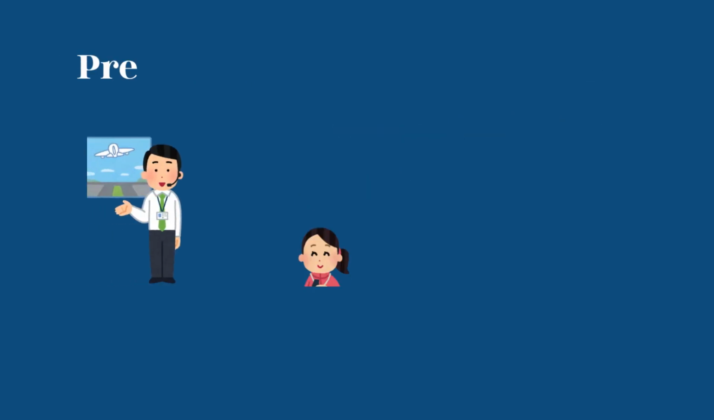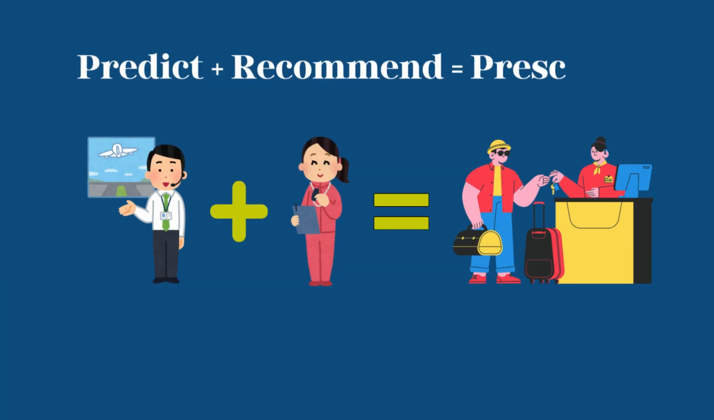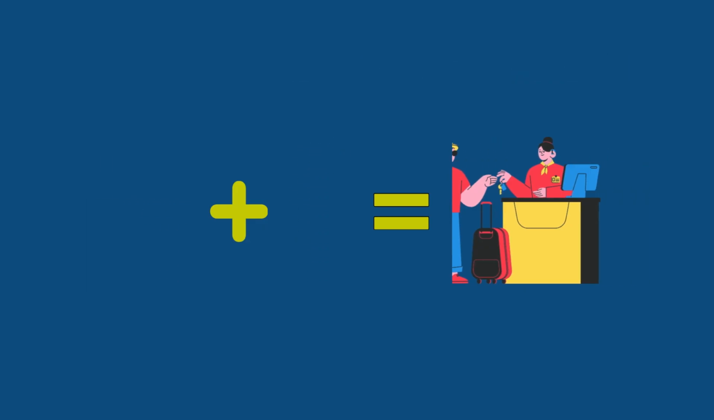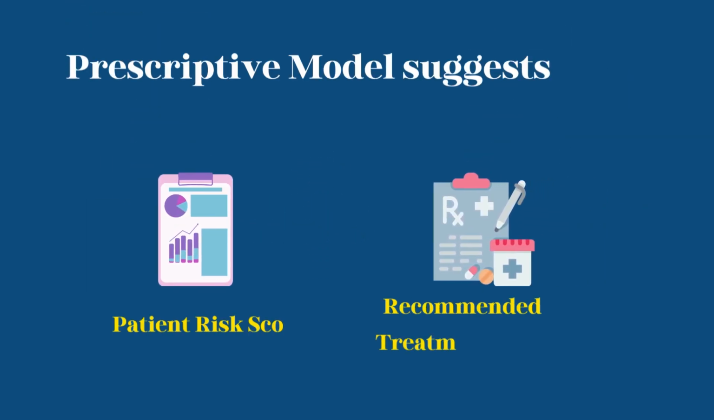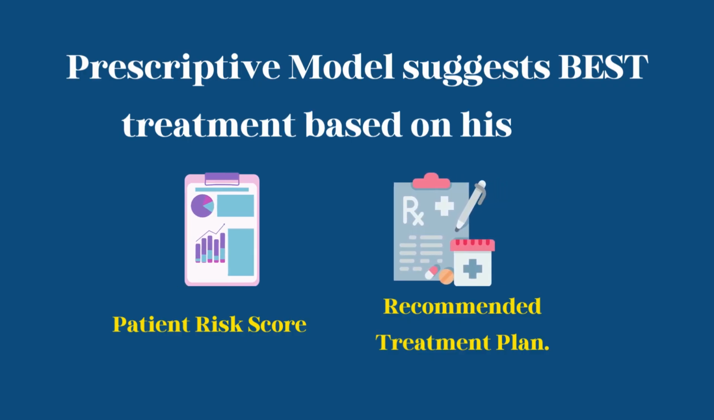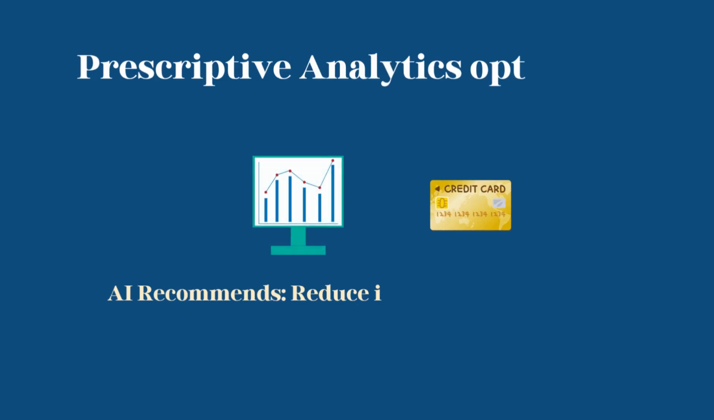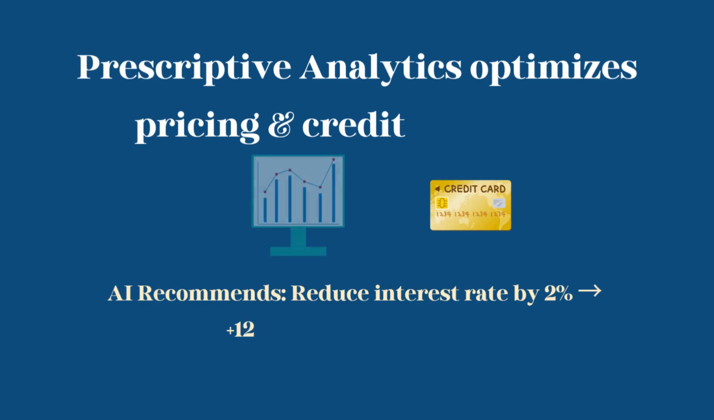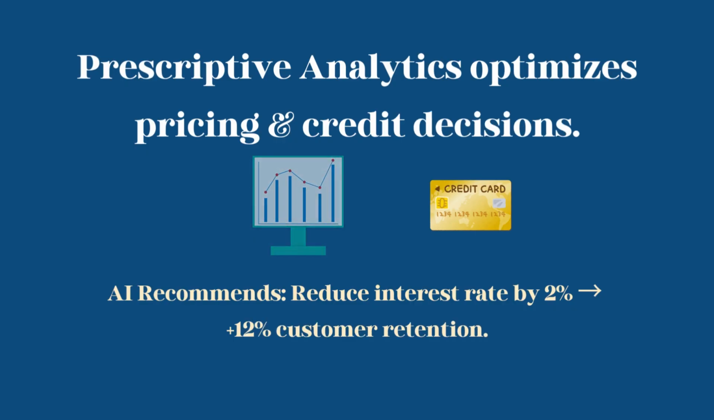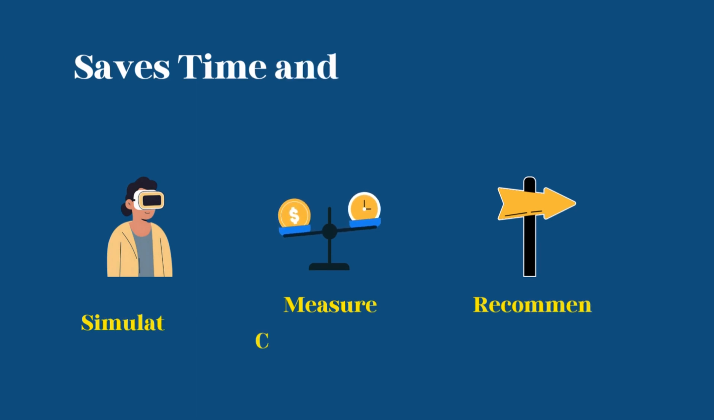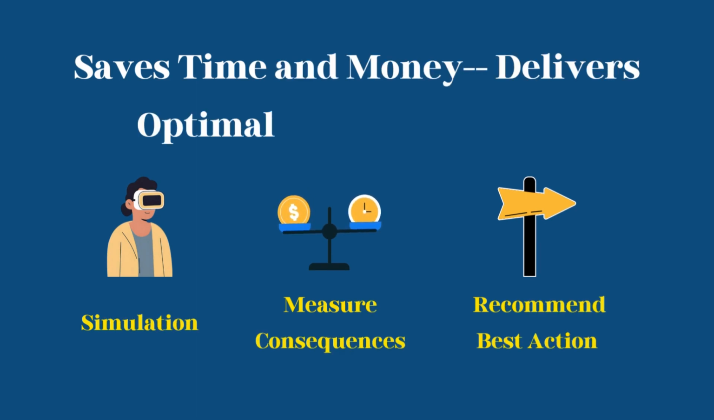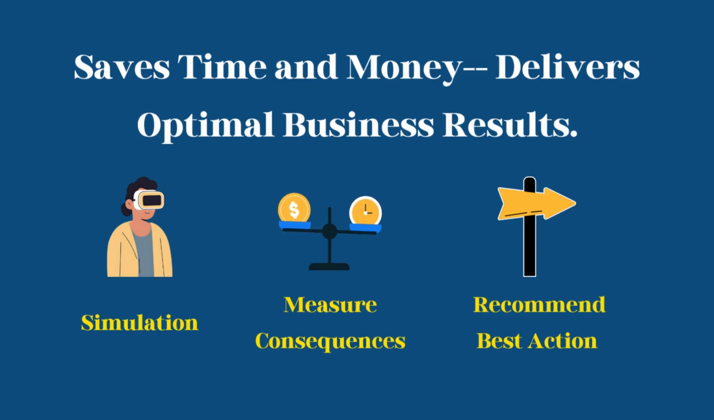It gathers data from both descriptive and predictive models, runs simulations, tests multiple decision paths, and evaluates how each choice might affect the outcome. In short, it helps businesses ask, if we take this action, what will happen, and what's the best option. For example, airlines use prescriptive analytics not just to predict flight delays but also to recommend how to reschedule passengers in the most efficient way, saving both time and customer satisfaction.